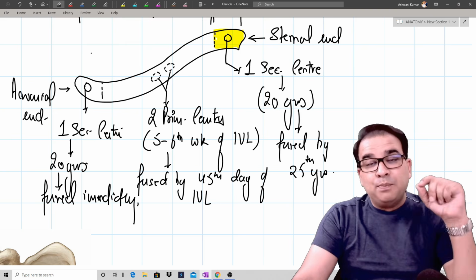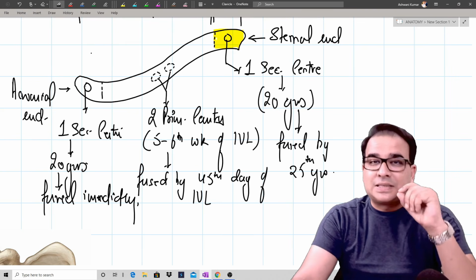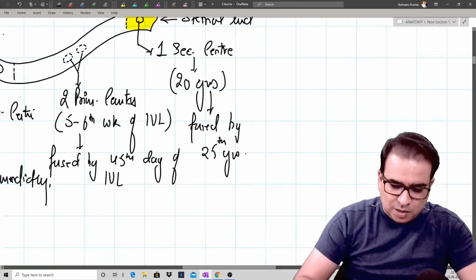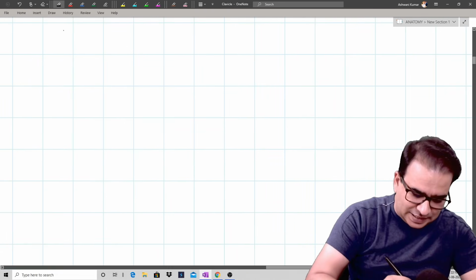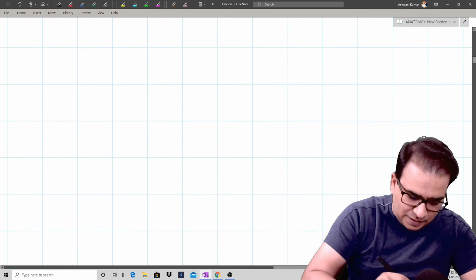The one bone which is very important from the ossification point of view is the scapula. So let us quickly talk about the scapular ossification, guys. Let's talk about the ossification of the scapula.